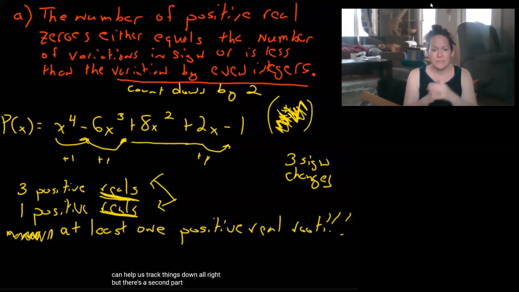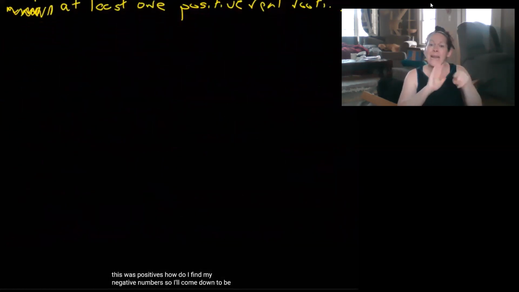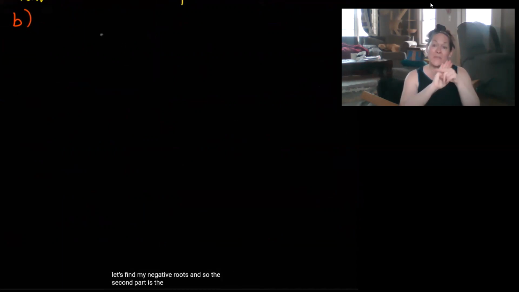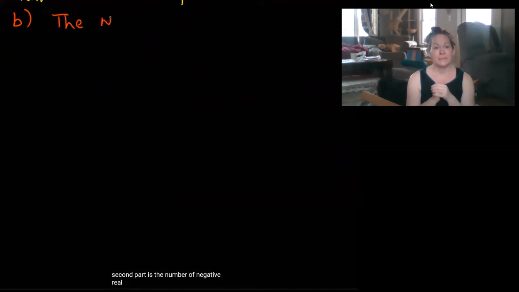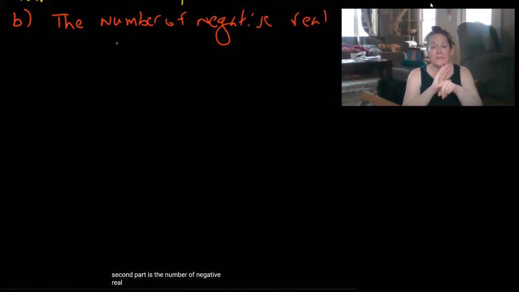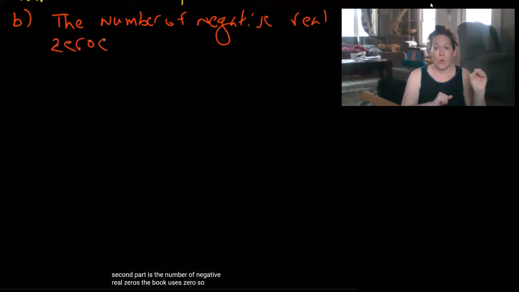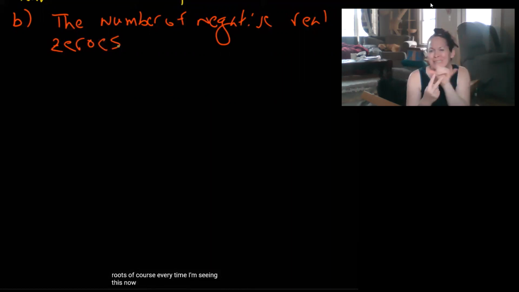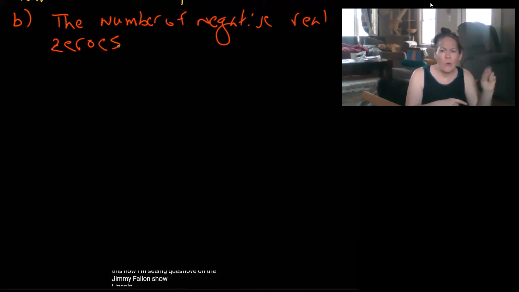All right, but there's a second part to it. This was positives. How do I find my negative numbers? So I'll come down to B here. Let's find my negative roots. And so the second part is the number of negative real zeros. The book uses zeros. I like roots. And of course, every time I'm seeing this now, I'm seeing Questlove on the Jimmy Fallon show. Go figure.